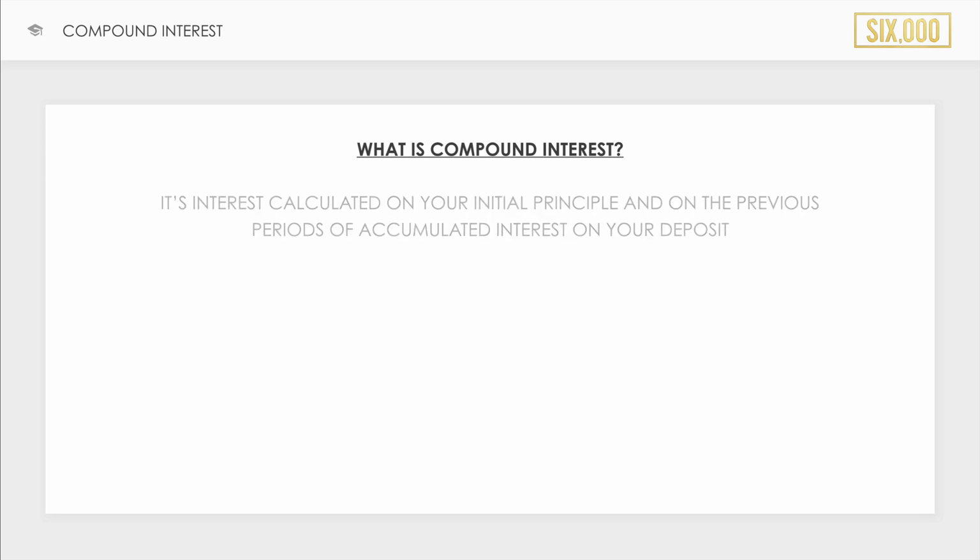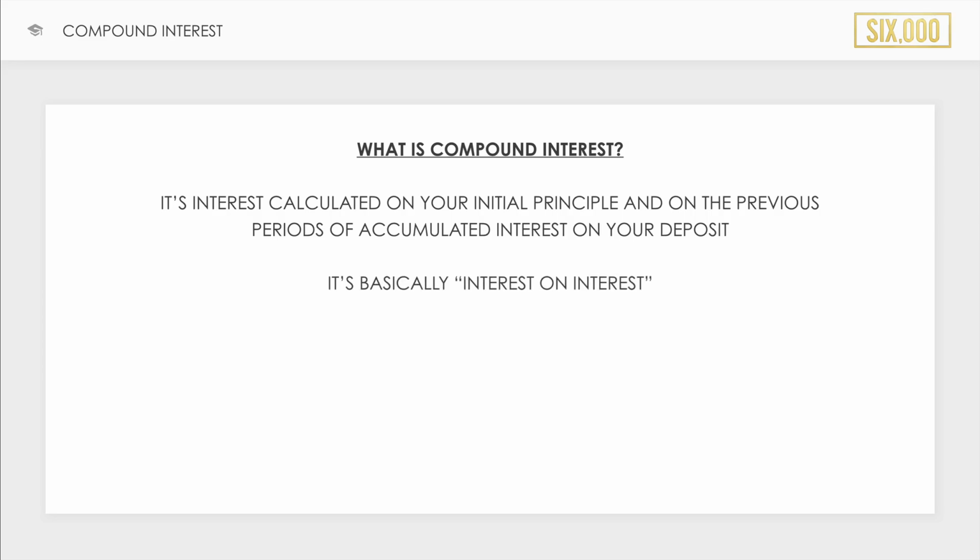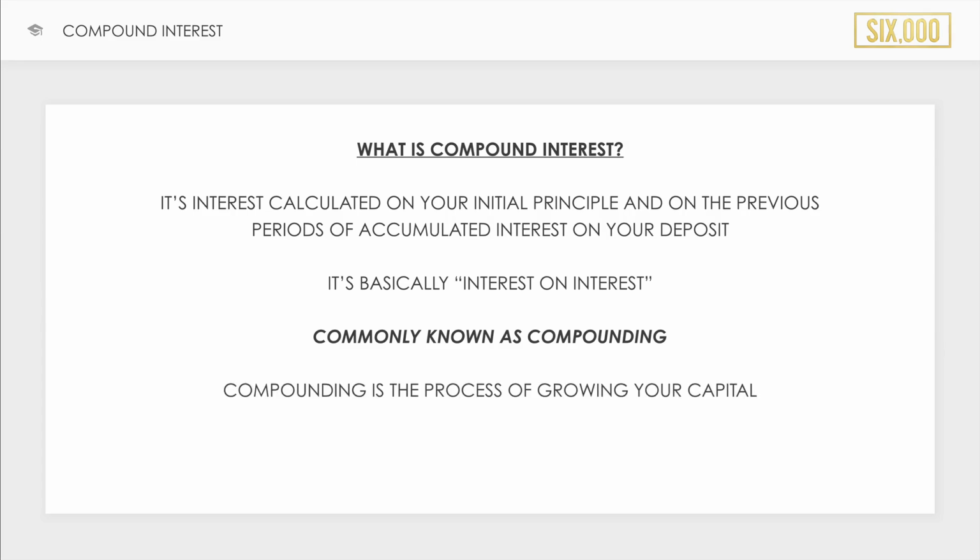This is topic 3, compound interest. Now, for many of you, you will be thinking, what is compound interest? If you have previously traded or invested, you will know exactly what this means. It's interest calculated on your initial principal and on the previous periods of accumulated interest on your deposit. That is pretty much the official definition for compound interest. Now, simplified, it's basically interest on interest, commonly known as compounding.